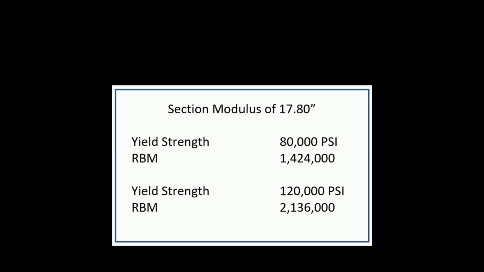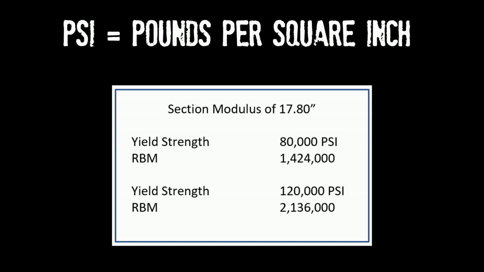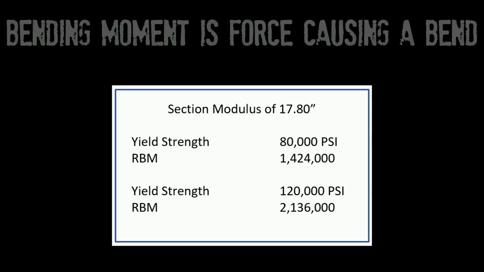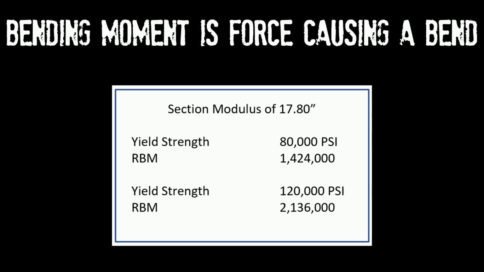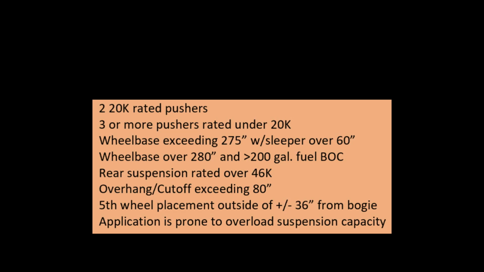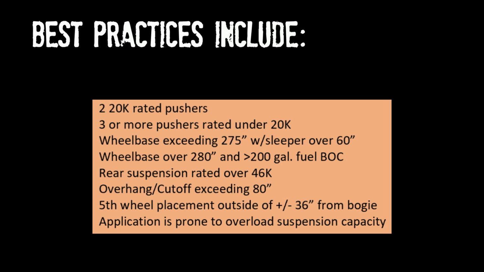Material strength must also be considered. Steel strength is reported as yield strength, measured in pounds per square inch. Yield strength is the maximum stress a material can withstand without permanent deformation. The combination of profile and material strength results in the resistance to bending moment, or RBM, measured in inch-pounds. Comparing two rails with identical section modulus but different material strengths demonstrates how RBM can vary. Frame strength is a crucial safety factor, and the requirements vary by application.